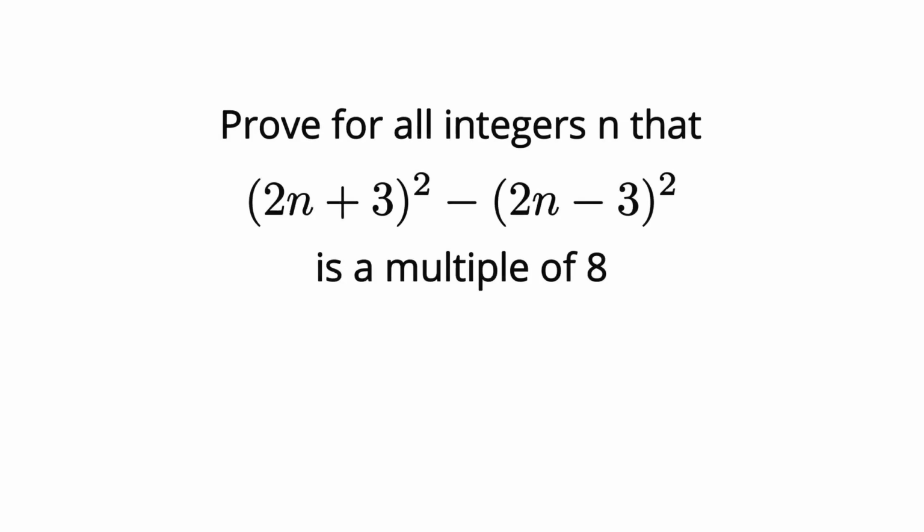So we have the following question. It says, prove for all integers n that (2n + 3)² − (2n − 3)² is a multiple of 8. So to get started, let's first refresh our memories on what multiples are.